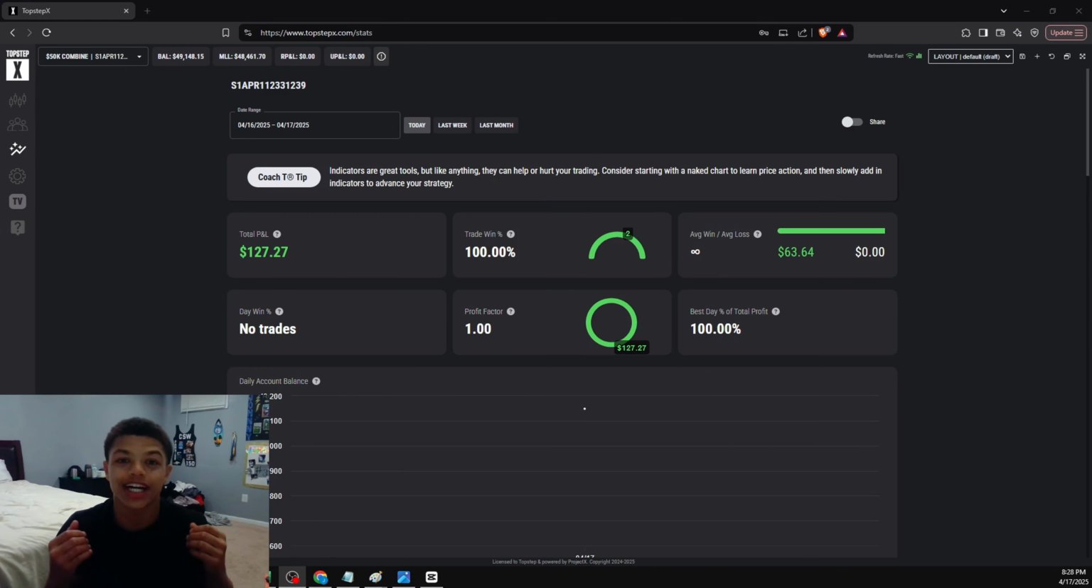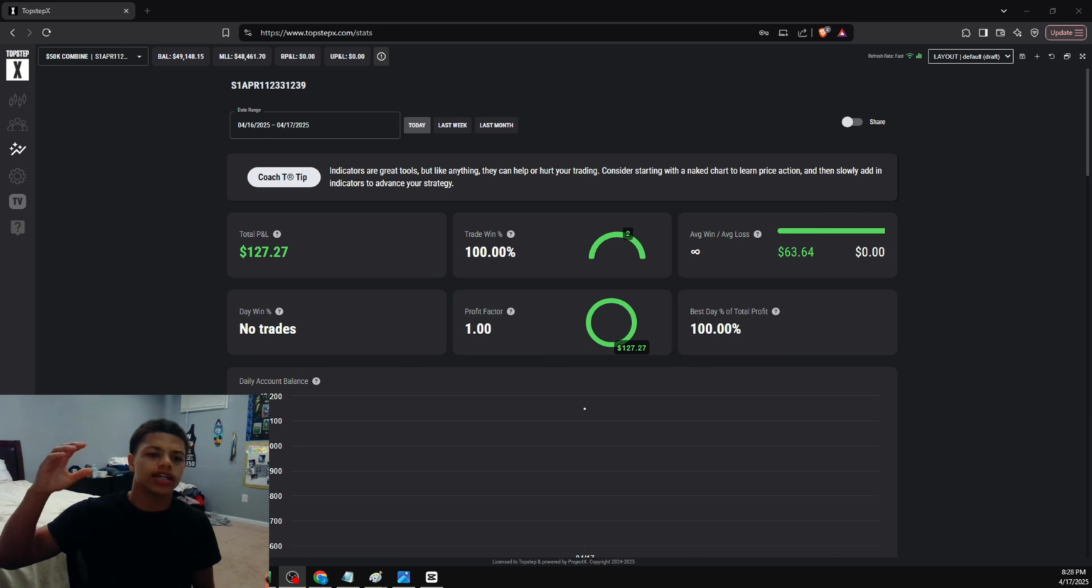Alright, this is how we made $127 today on ES futures. As a 17-year-old day trader, I'm going to be walking you guys through my little trade recap. I'm going to go through my model, see how I executed this whole trade, and I'm also going to be showing you guys how you can do this for yourself so you can trade and make $127 too. Alright, because who doesn't want to make $127, right?